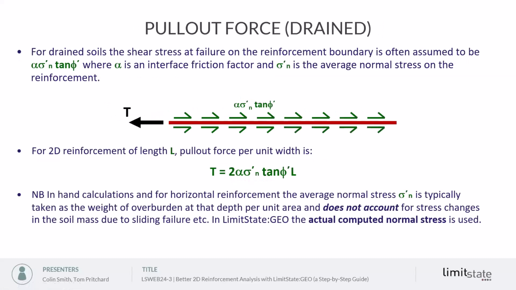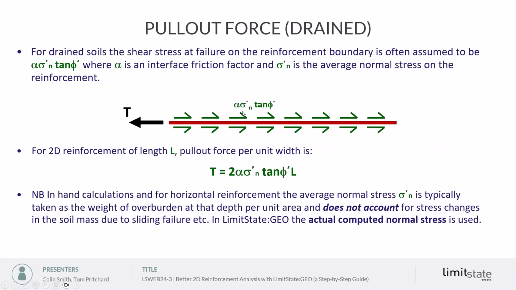For the drained case, it's very similar, in that we can calculate the shear stresses if we know what the normal stress is, and the shear stress will be the normal stress sigma n times tan phi. Again, we have this adhesion or interface friction factor. And again, the overall pull-out force for any given length would be 2 again for the upper and lower faces, alpha, sigma n dash, tan phi dash, L.